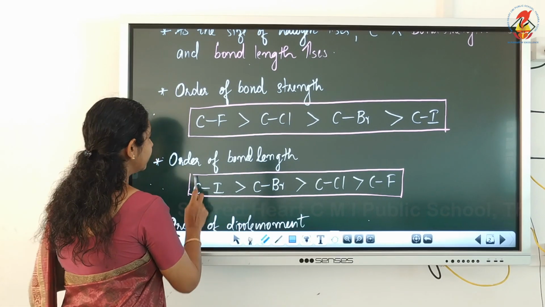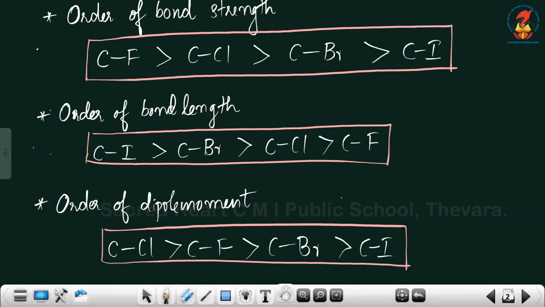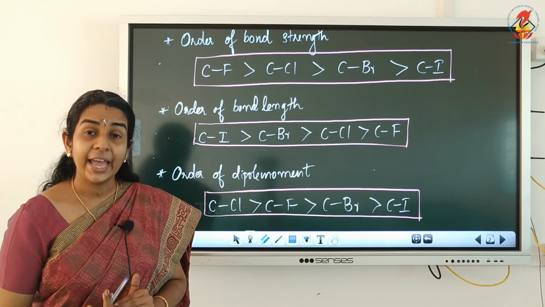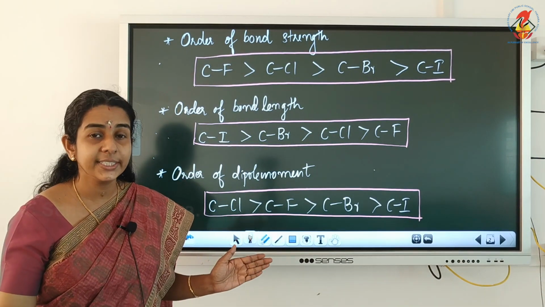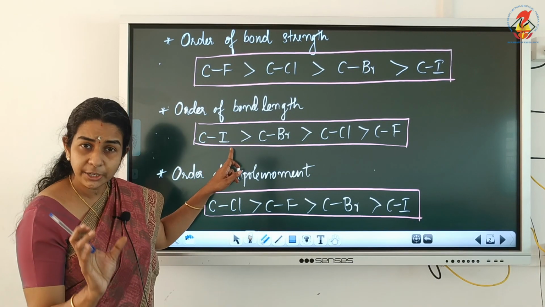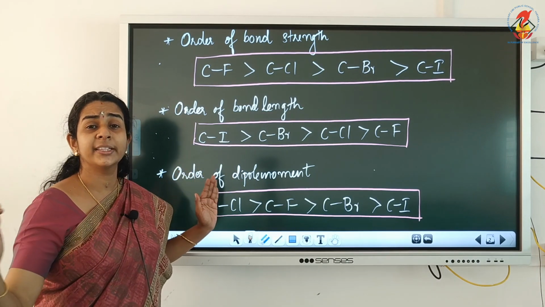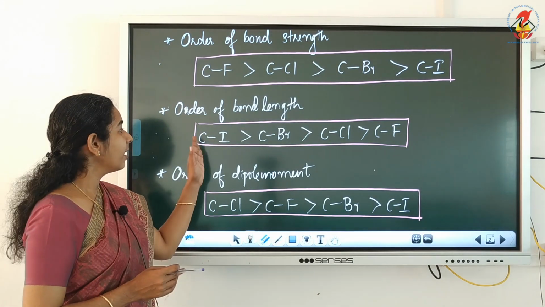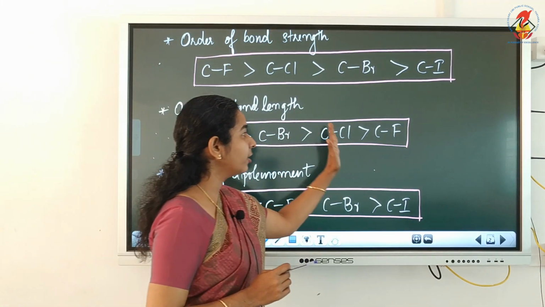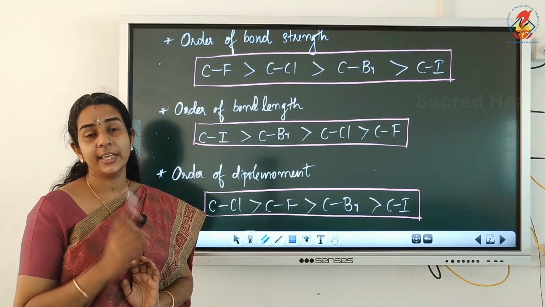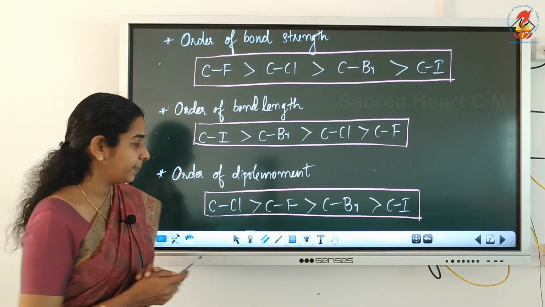Now the next is, what is the order of bond length? We know that as the size increases, bond strength decreases and bond length increases. So iodine has a larger size and a weaker bond strength, so it will have the maximum bond length. The decreasing order of bond length is C-I, then C-Br, then C-Cl, and the least bond length is for C-F, which has the maximum bond strength.